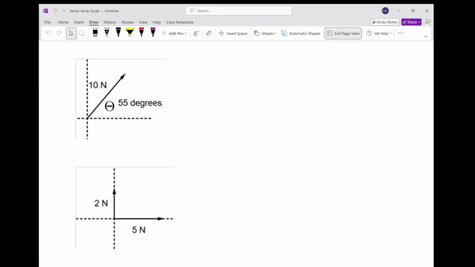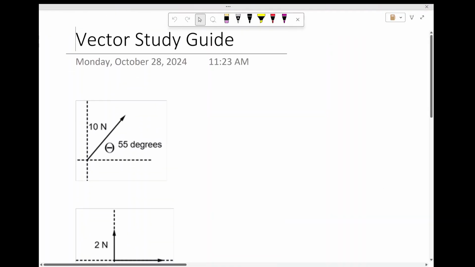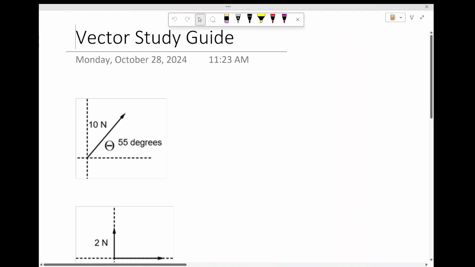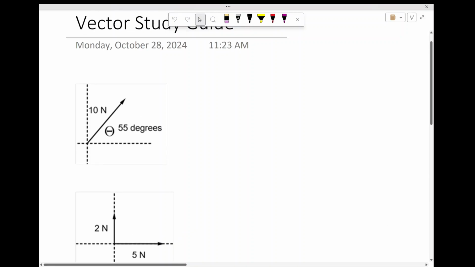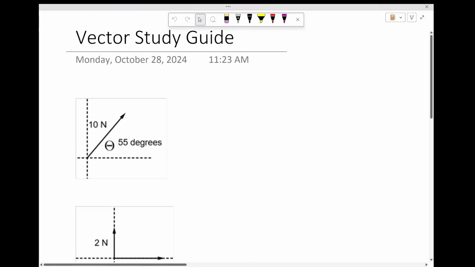All right, y'all. We're going to walk through how we would solve these different vector problems from the study guide. So the first problem, we're being asked to calculate the x and y components of this vector. My recommendation to you would be to redraw the triangle and have the hypotenuse be that 10 newtons.